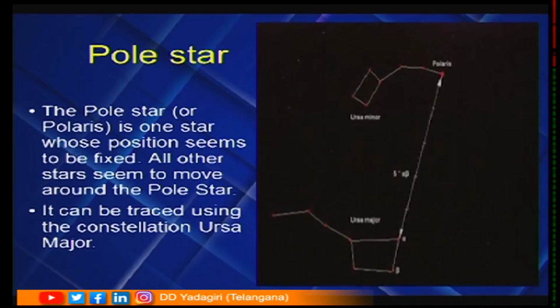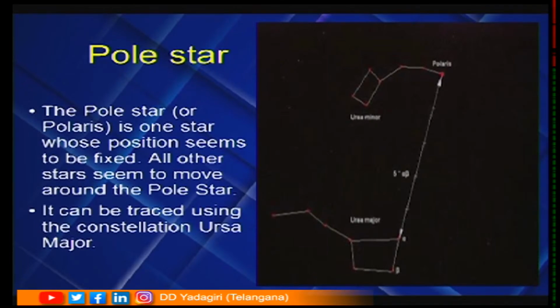Now, pole star. Pole star is a star which is located in the north of the earth, the north pole of the earth, and that is why we call it a pole star. We also call pole star Polaris. Its position is always fixed. It seems to be fixed. It is not moving actually.